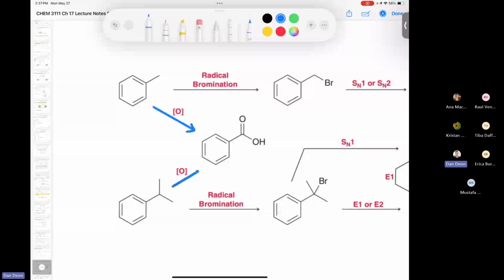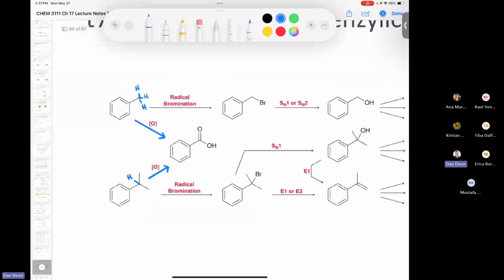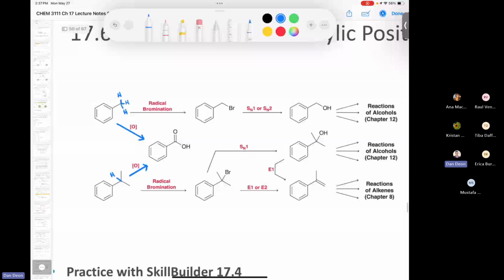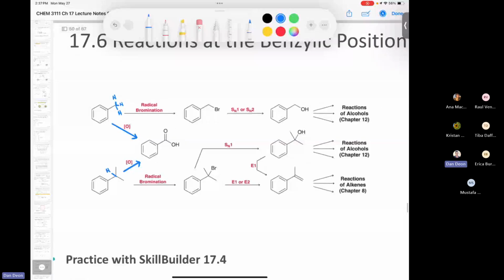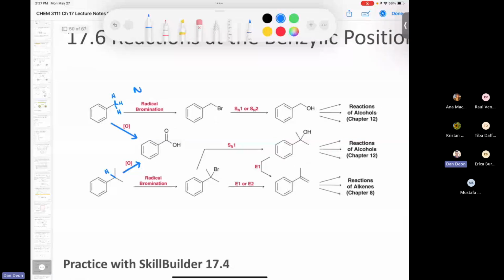Then we said if you have a benzylic position, you can also do radical bromination with NBS and heat. So NBS and heat. And if you have a primary benzyl bromide, you can do an SN1 or an SN2. If you have tertiary, you can do an SN1. You can make alcohols. And then that really opens up Pandora's box again. You can do all the reactions of alcohols and all the different reactions of alkenes that you would have learned in this class. So there's a lot of chemistry there.